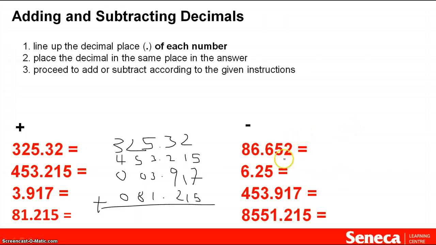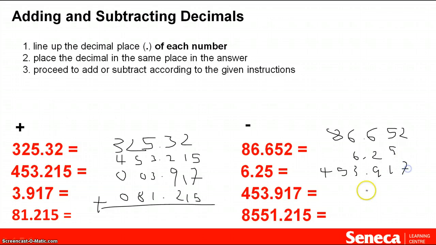The same thing applies to subtracting numbers with decimals. What we would like to do first is make sure each number has decimal points that line up. Once this is done, we're able to subtract and add these numbers as we would with whole numbers.